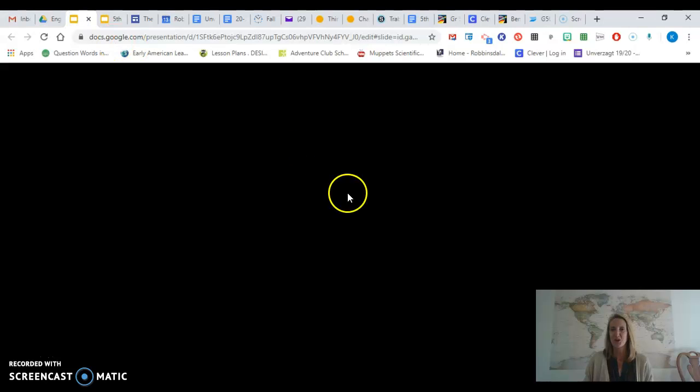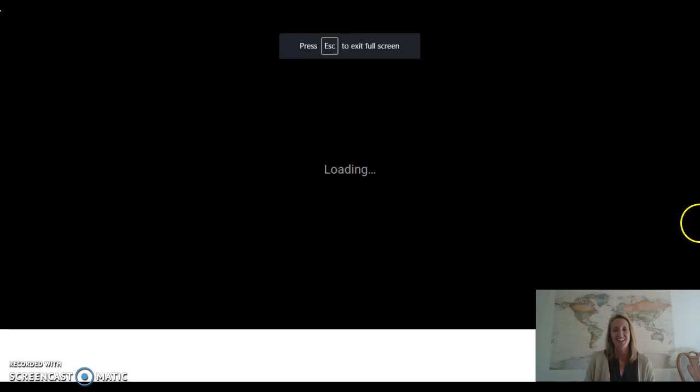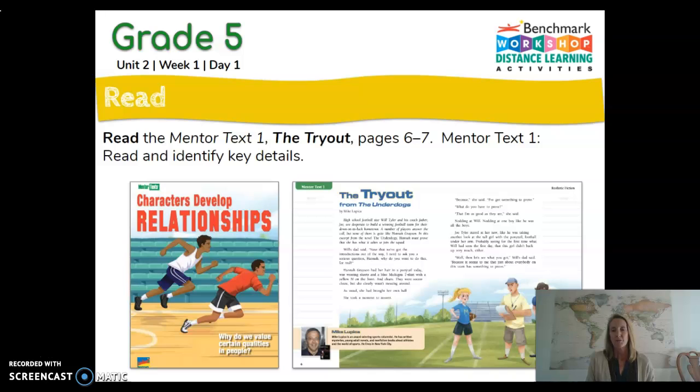All right, that's the perfect opening for our theme here. So your new mentor text looks like this. It says Characters Develop Relationships. If you don't have this book in front of you, you might want to pause the video and go and get it. So we're focused on relationships. What can we learn about characters by what they say, what they do, and how they interact with other people?